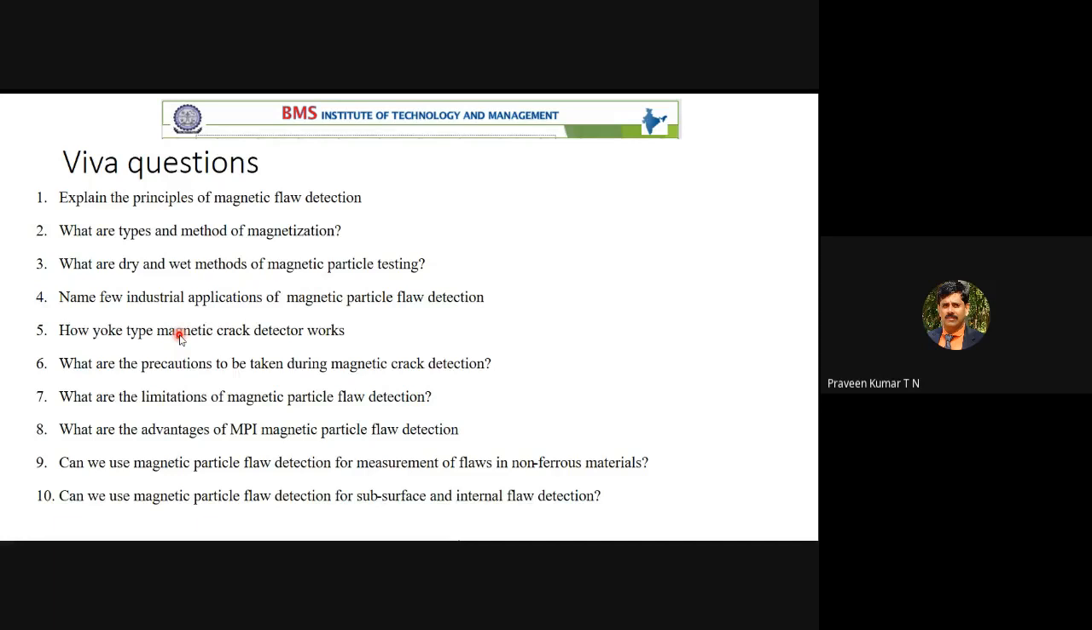Limitation of magnetic particle detection. Once you say limitation, it cannot be used for testing non-magnetic material. You cannot use it for testing aluminum, copper, zirconia, zinc, etc.